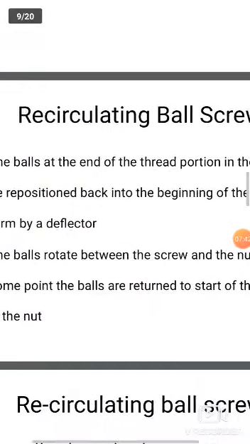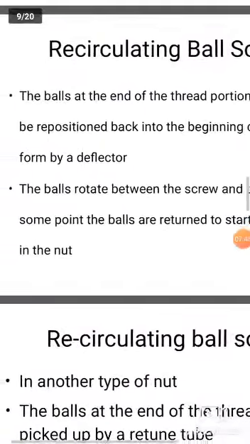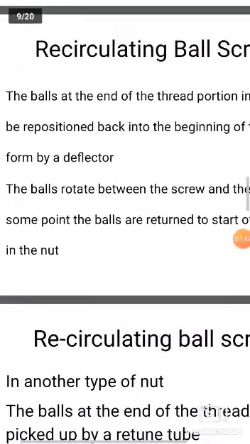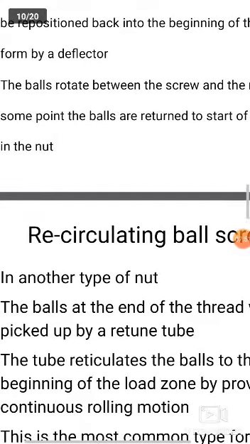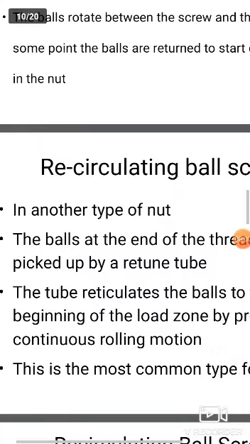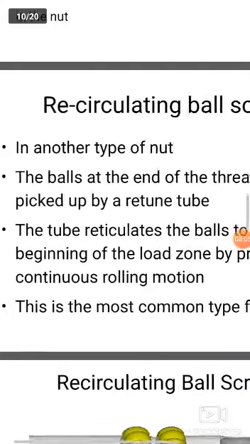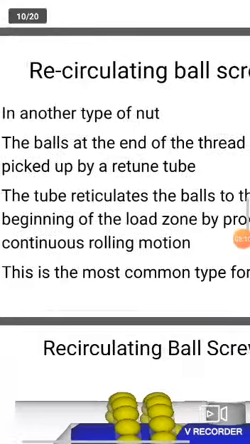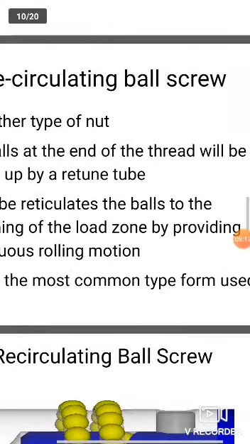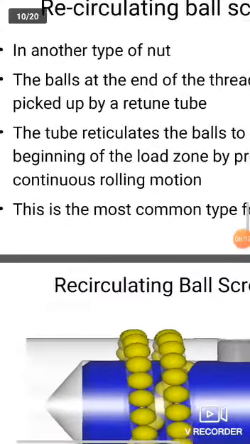So the ball at the end of the thread portion in the nut will be repositioned back into the bearings. So while rotating, the ball bearings will be moving here and there according to the rotation of the threads. Okay, that way the ball bearings will hit the screw and tighten the nut. The tube recirculates the ball to the beginning of the load zone, providing the connection of the rolling bearing.